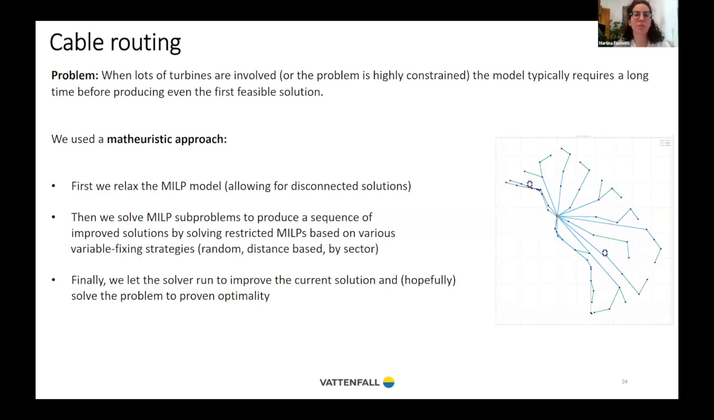This proved to be very, very effective in reality. Somehow we are guiding the optimization tool. We are guiding the optimization tool heuristically. And this allowed us to find solutions also for very big instances.